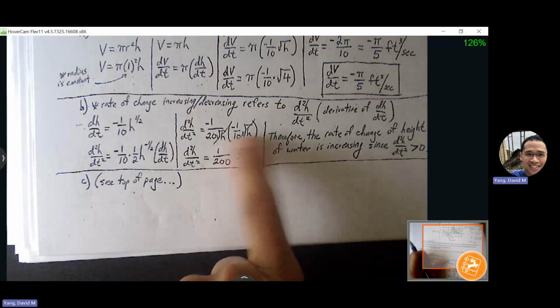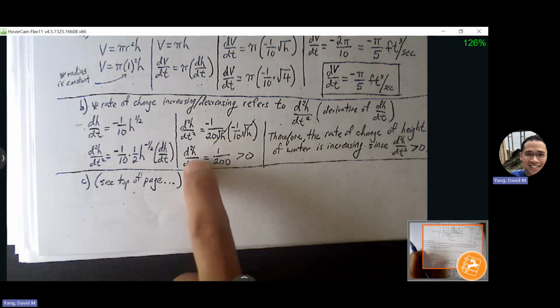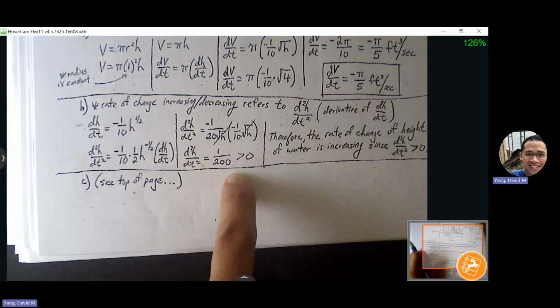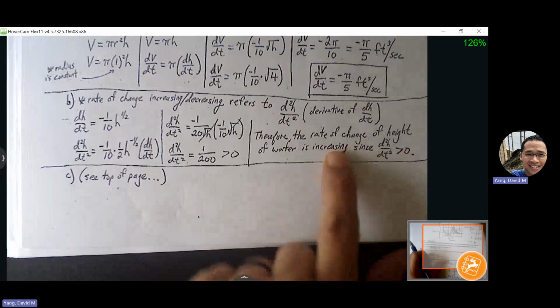I can cancel the root h's out. Negative times negative is positive. So that tells me that my second derivative is always positive. If my second derivative is always positive, then we know the rate is increasing.